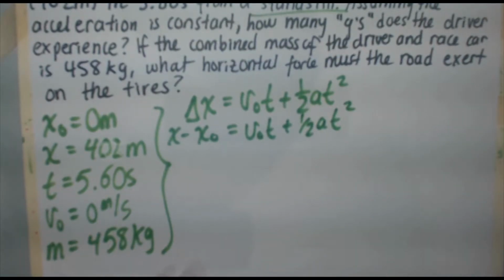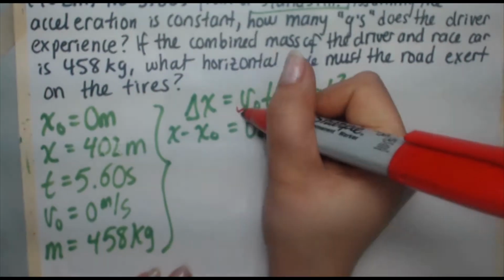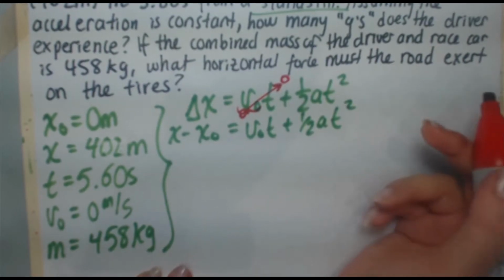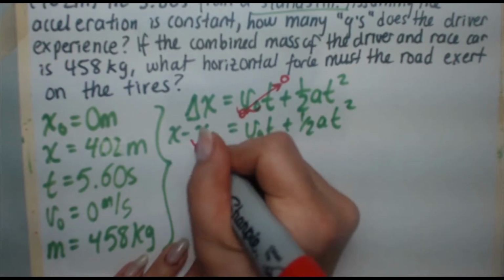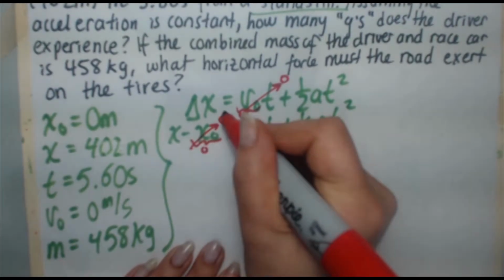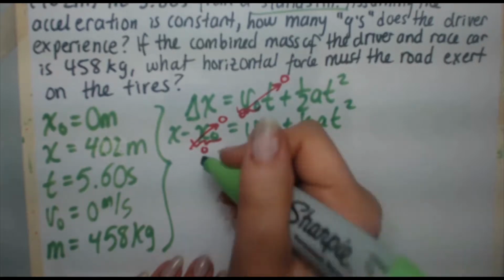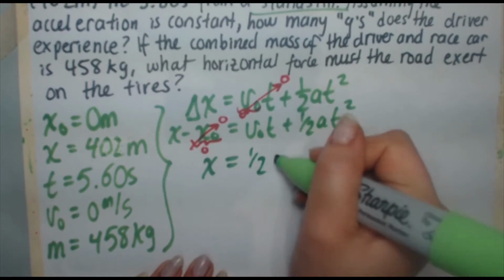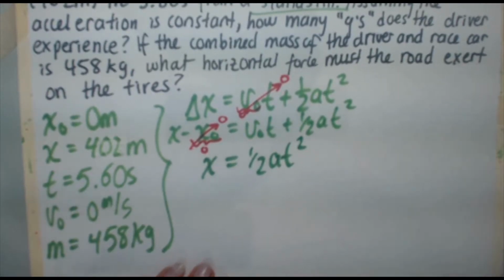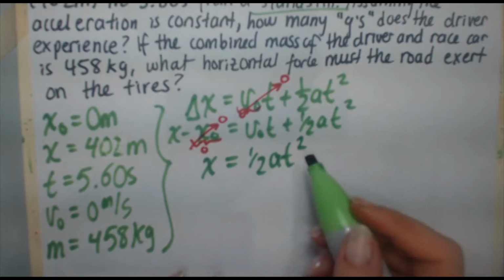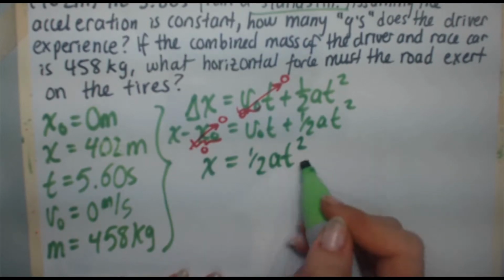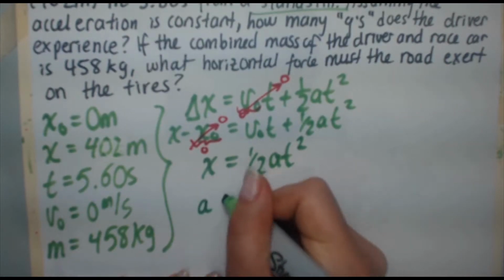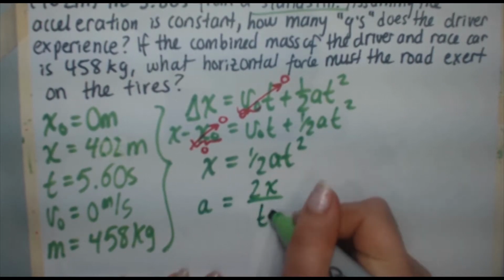There are a couple of things in this equation we can cancel out. v0 is 0, so the v0 t product disappears, and we also established that x0 is 0, so that goes away. Then we're left with x equals 1/2 a t squared. We are trying to find acceleration, so reorganizing this formula, multiply both sides by 2, divide both sides by t squared, and you will get a is equal to 2x over t squared.